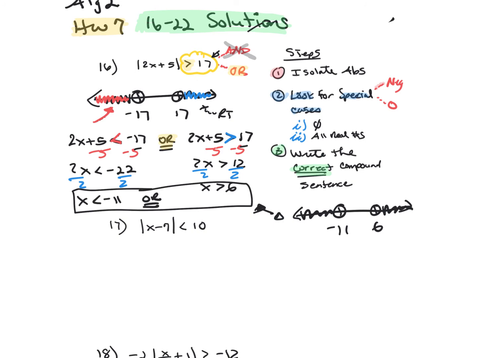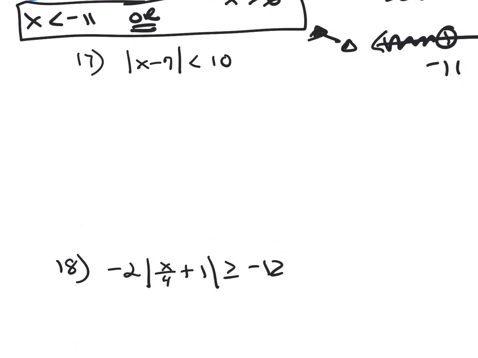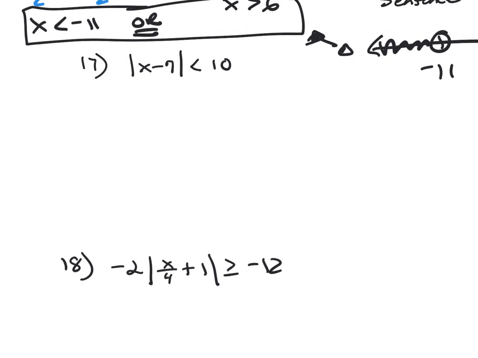So let's look at number 17. Again, step 1, isolate the absolute value. It's already isolated. Step 2, look for a special case. This is not a negative and it's not 0, so it's not a special case. Then step 3, write the correct compound sentence. Which compound sentence should we write? Should we write an and, or should we write an or?